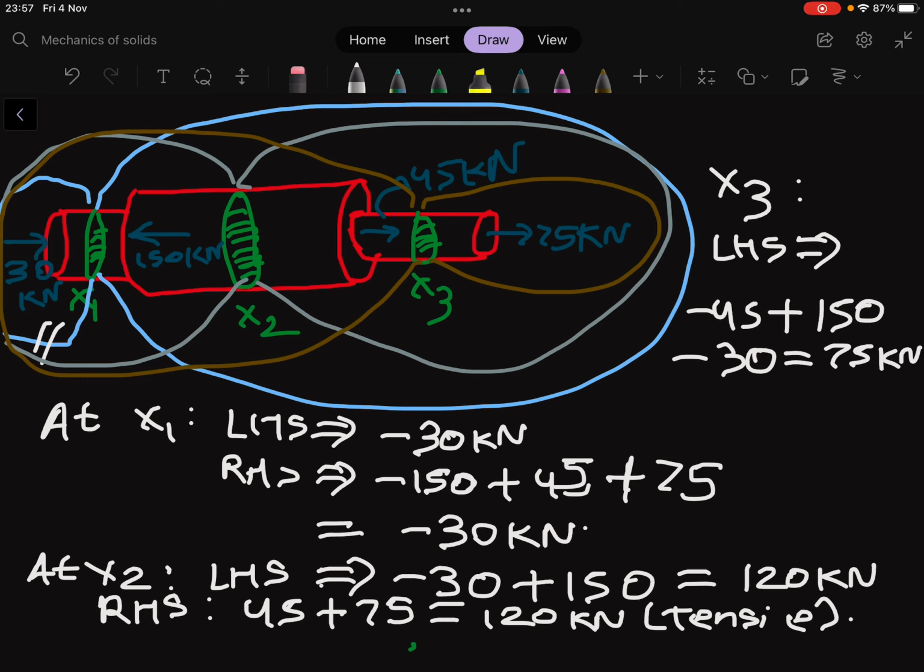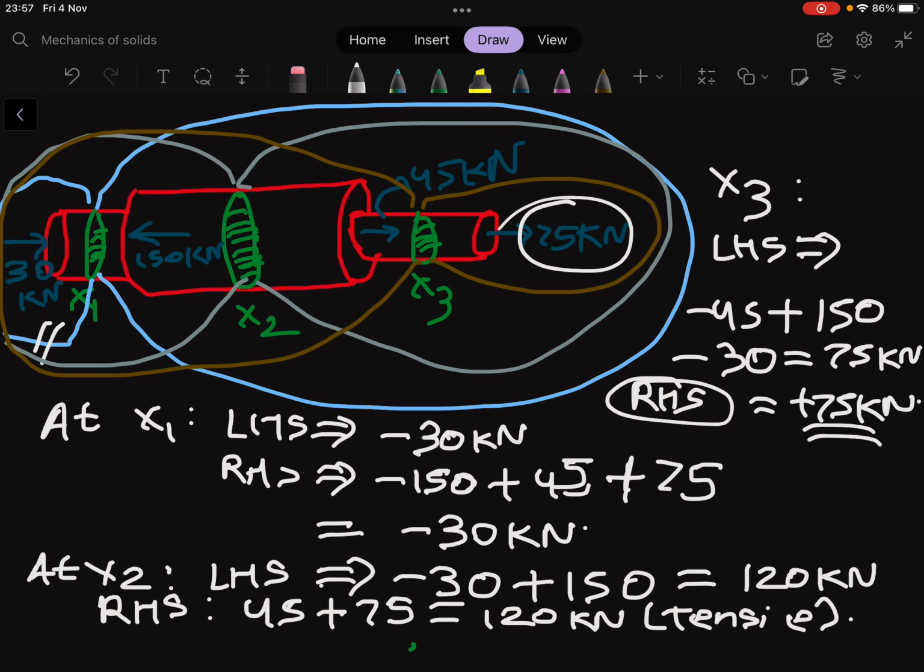Now if you want to verify from the right hand side, just take the right hand side part, and we can see only this load is acting here, so plus 75 kilonewton. So this is just an exercise to make you understand the main concept of applying the either side concept.